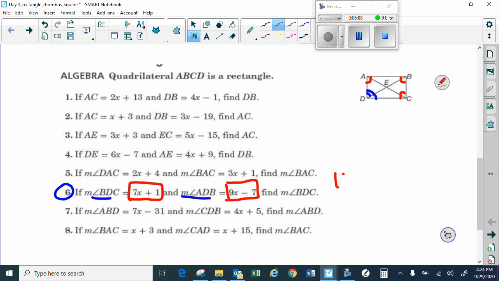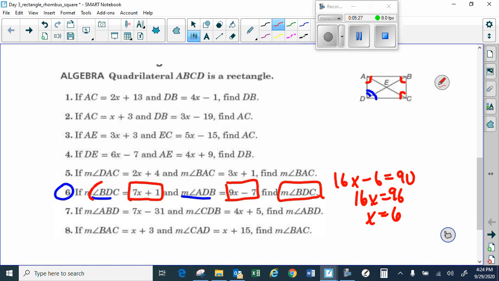So I have 16x minus 6 equals 90. Add the 6 across, I get 96. Divide by 16 and I get 6. So x is 6. Didn't ask for x, but it asked for the measure of angle BDC. BDC. So this one right here. So I go ahead and fill in 6. 7 times 6 is 42 plus 1 is 43 degrees. So the measure of angle BDC equals 43 degrees.